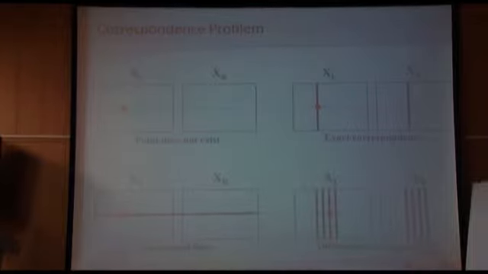However, if you have more of these lines, you have the same problem as here. You have, for instance, this point, and you would like to find the corresponding point here. You have four candidates that are as good as any other.